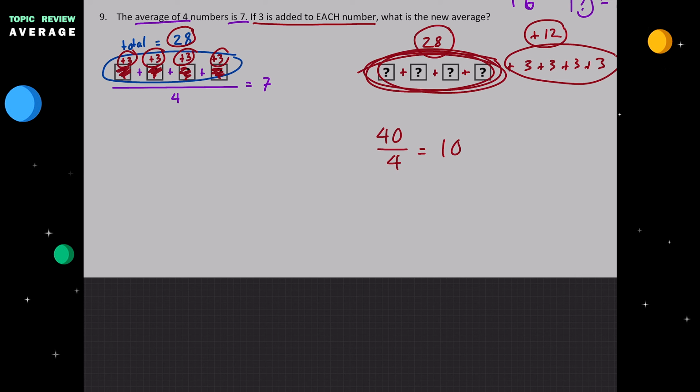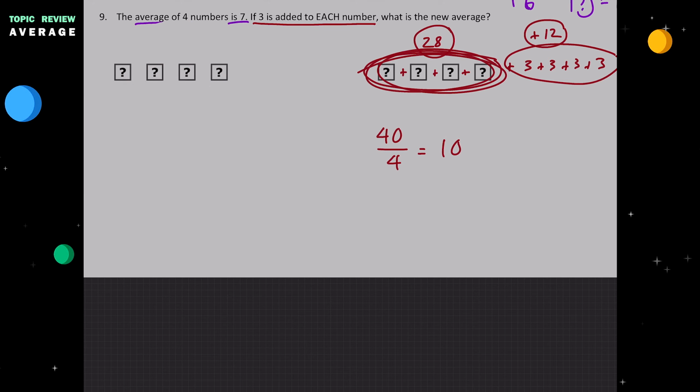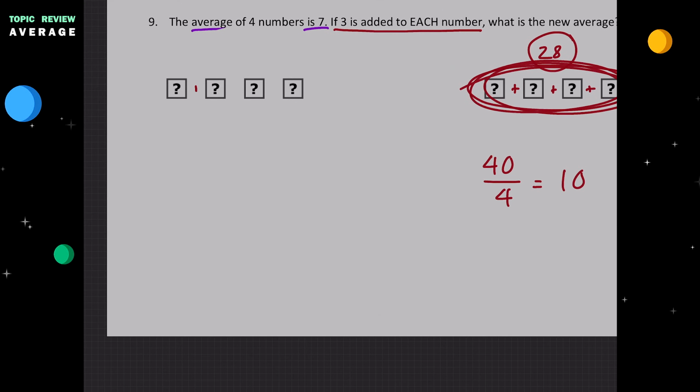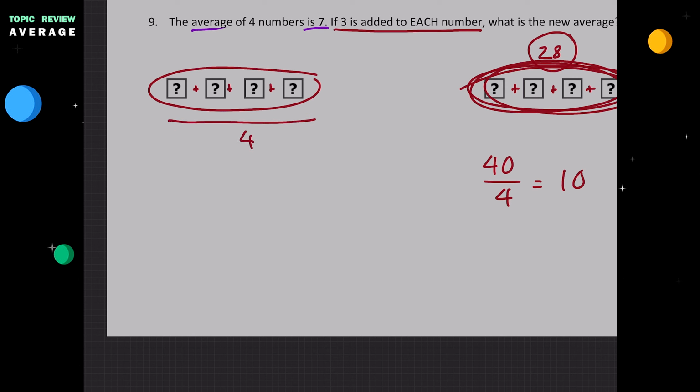I hope that makes sense. I didn't go too fast. So I'll say it again just real quickly. All of these 4 numbers add up to 28. The reason I found that out is because we've got 4 times 7, 28. Then you're going to add 3, add 3, add 3, and add 3. So together we've added 12 to all these numbers. There are still 4 numbers, okay? There aren't 8 numbers. It's just that the numbers get updated.